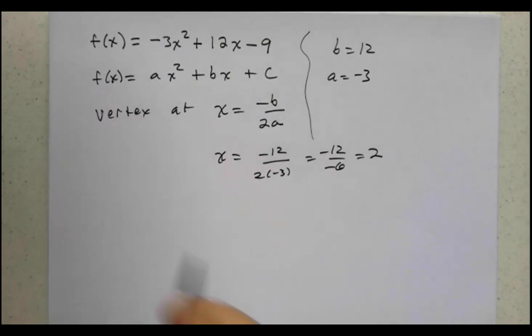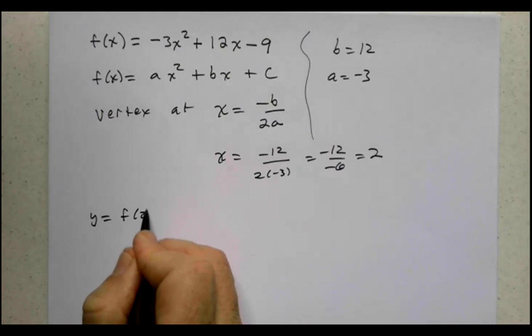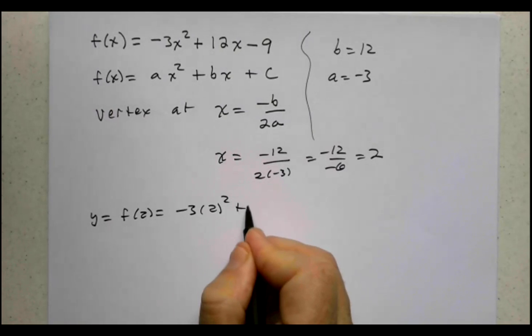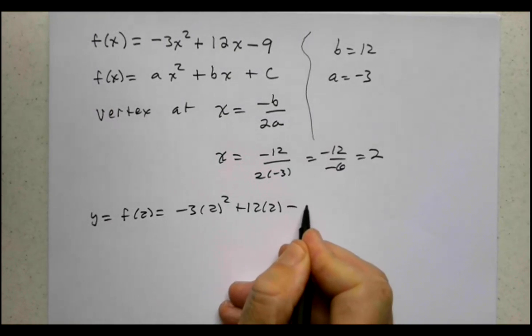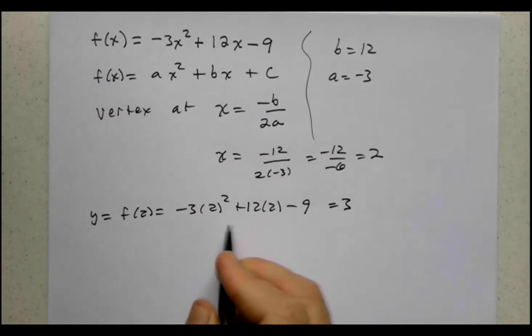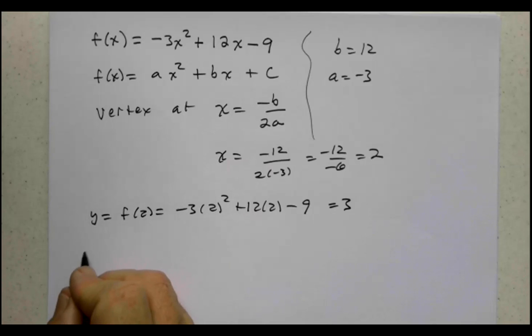To get the y value, we take the value of the function at x equals 2. So what is that? Negative 3 times 2 squared plus 12 times 2 minus 9. What does that give us? I believe it is 3. Negative 12 and 24 is 12, minus 9 is 3. So the vertex is 2, 3.